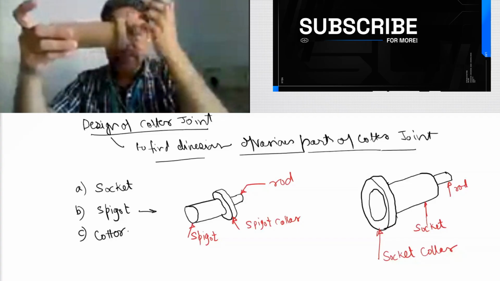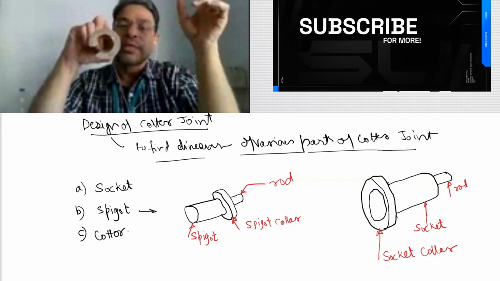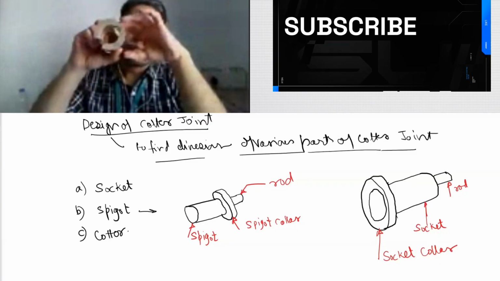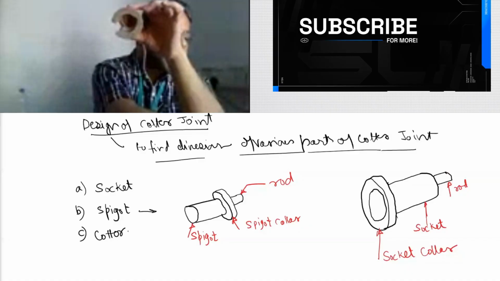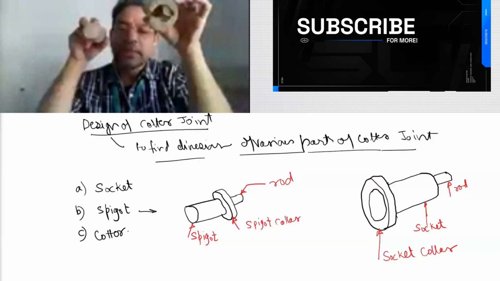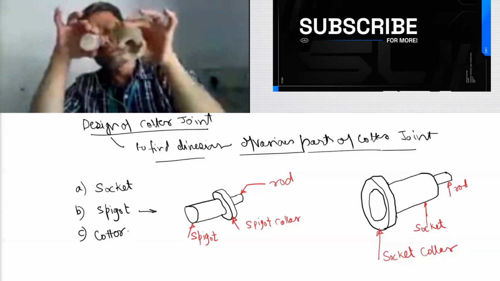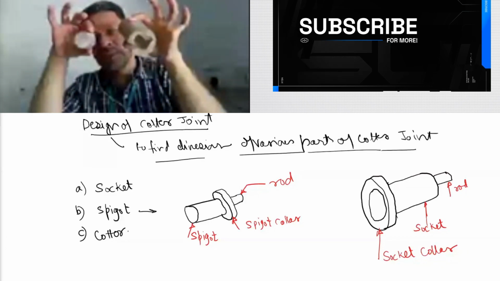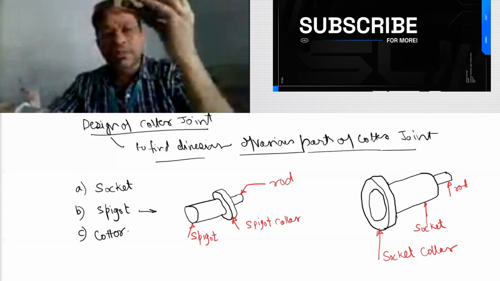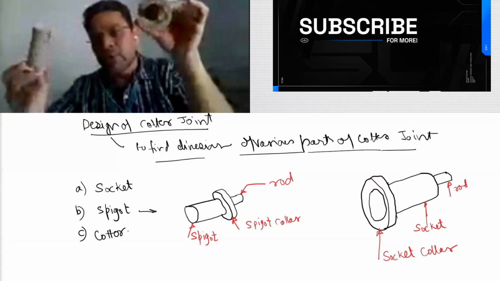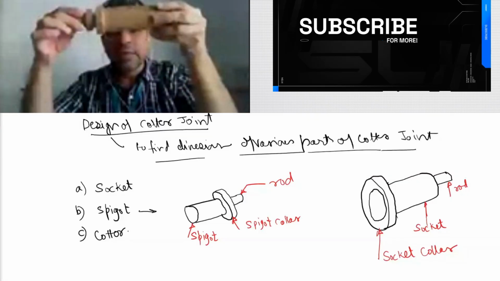Now you can understand from the sketch that this is a hollow part. Can you see this is a hollow part? Whereas this spigot is a solid part. Spigot is solid, socket is hollow. Now, since spigot is solid, socket is hollow, we can insert the spigot into socket.